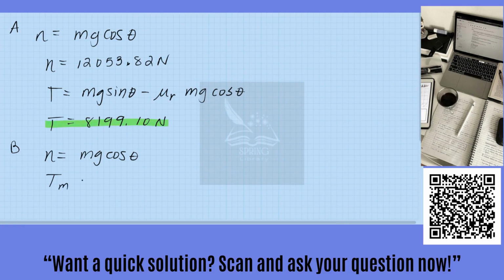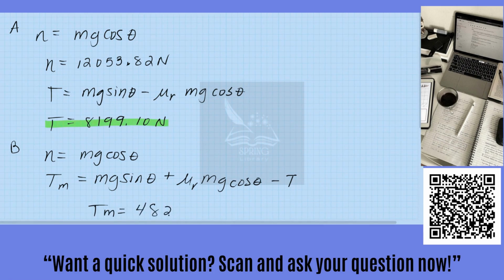T of the motor is equal to mg sine of theta plus the frictional force, mu_r mg cosine of theta, and then minus the tension in the other cable. Again, we have all of these values. So T sub m is 482.15 newtons.